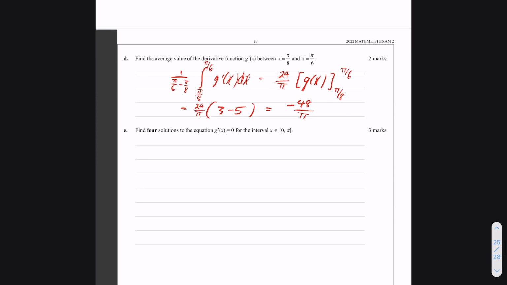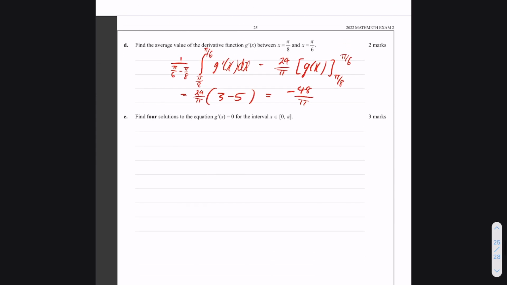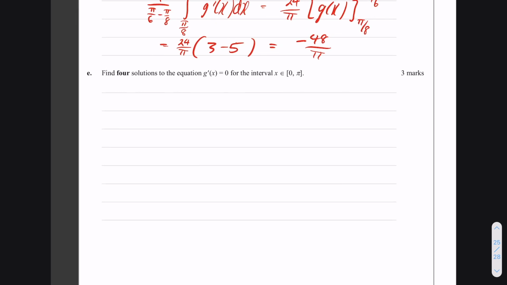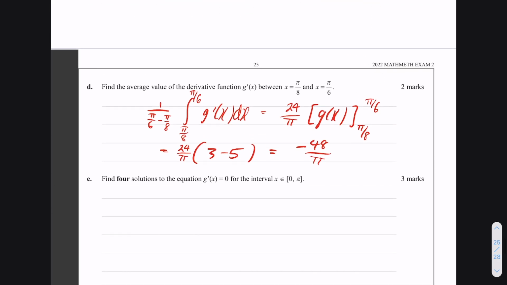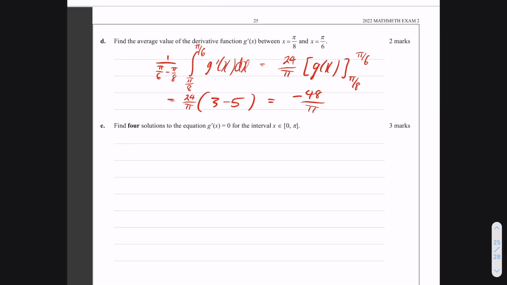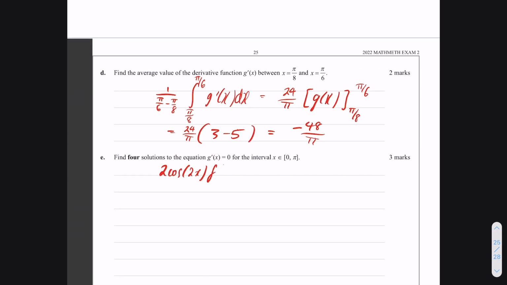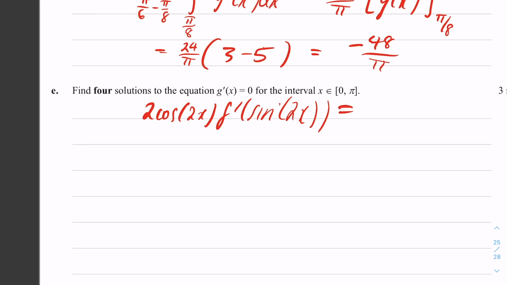Okay. Last question. Usually last questions are really hard. Let's see how they are. Find 4 solutions to the equation g dash x equals 0 for the interval 0 to pi. So g dash x equals 0. They told us g dash x was 2 cos 2x times f dash of sine 2x equals 0. So with the null factor law, this can be 0 or that can be 0.